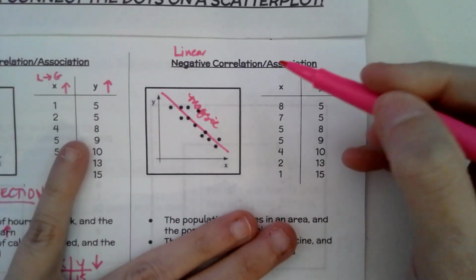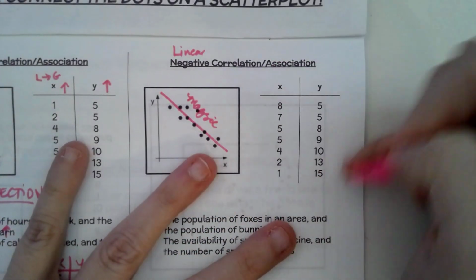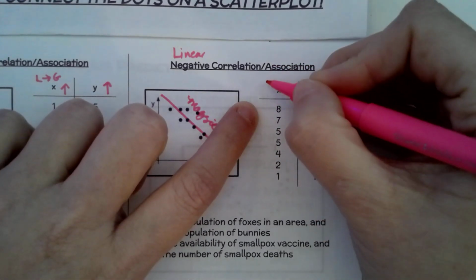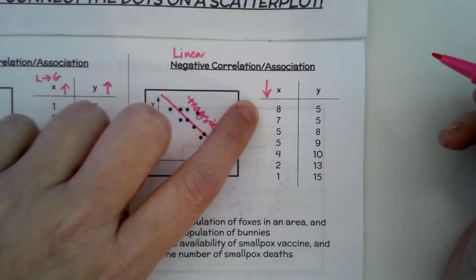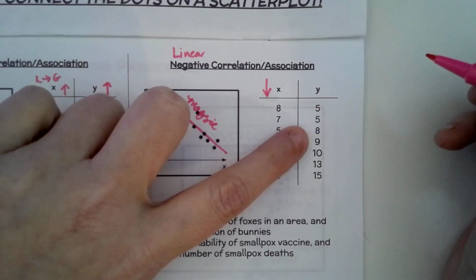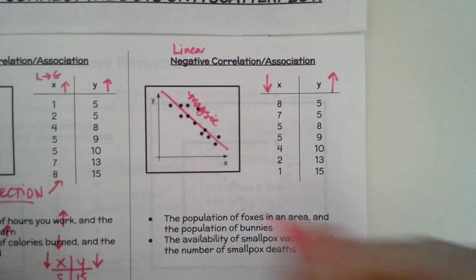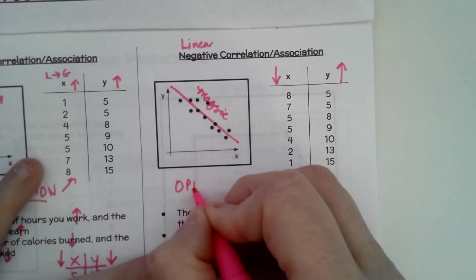Now, when I look at a negative association on a table, what's happening to my x values? They're getting, in this case, they're getting smaller. But what's happening to my y values? They are increasing. They're getting bigger. So that means they're going in opposite directions.